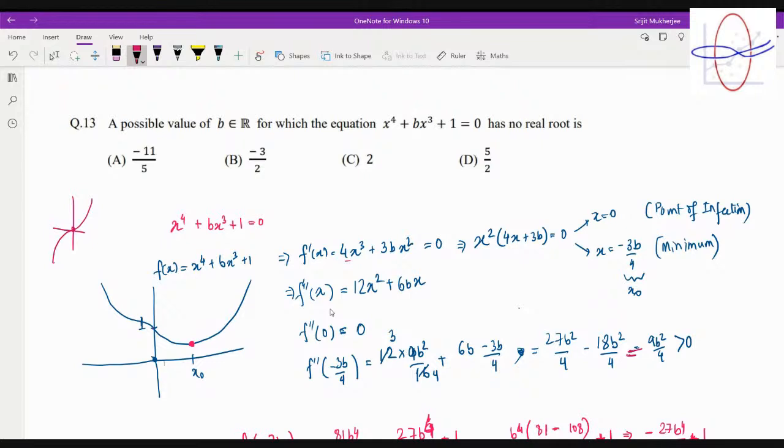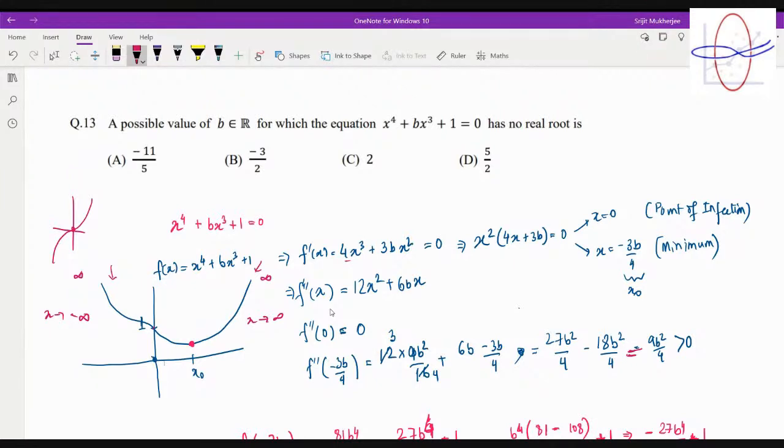And also x to the power 4 is positive, so as x tends to minus infinity, it goes to infinity, and as x tends to infinity, it goes to infinity. So it comes from this side. Try to understand the graph. This is very important for your understanding, because whatever you study, this graph's understanding is really important.